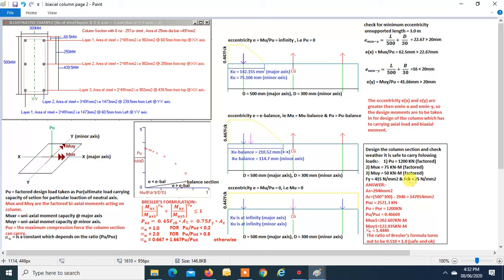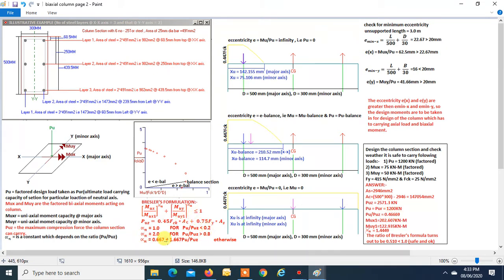Now we have to find Puz. This is the formula for finding Puz. Ac is known to us. Asc is known to us. So Puz turns out to be 2571.3 kilonewton. Now we are taking Pu equal to Pur, and that is 1200 kilonewton. So the Pu by Puz ratio turns out to be 0.46669. So it falls between these two.